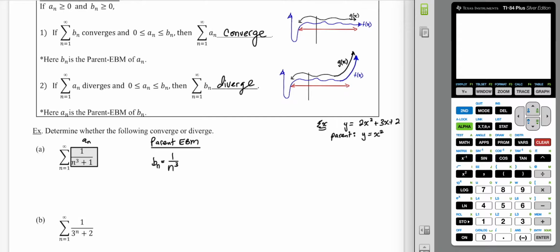So we want to look at this and see if we can make a determination of what's happening with b sub n under the same conditions. Okay, so we're going to find the sum from n equals 1 to infinity of b sub n, which is the sum from n equals 1 to infinity of 1 over n to the third. Now this is a p-series.